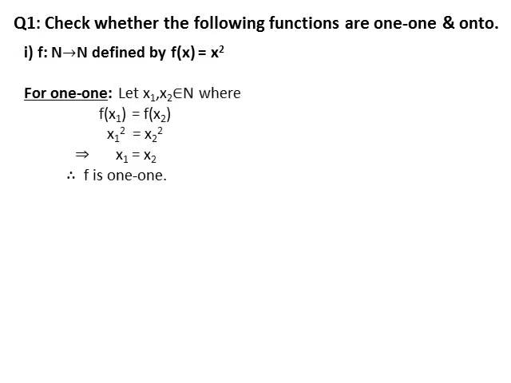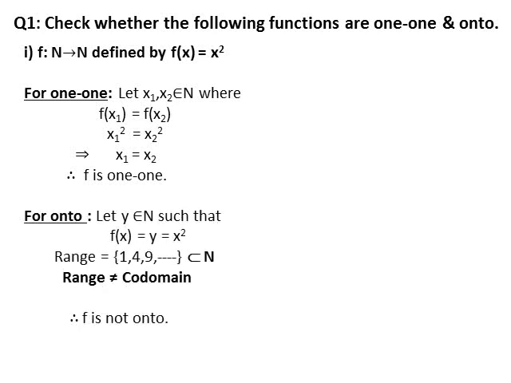For one-one, let x1, x2 belongs to N and f(x1) is equal to f(x2). It means x1 square is equal to x2 square. This implies that x1 is equal to x2 as x1, x2 both are natural numbers. Therefore, f is one-one. For onto, let's find out range of the function. As f(x) is equal to x square, so when we take the first natural number 1, the value of y is 1 square, that is equal to 1. When we take x is equal to 2, the value of y is 2 square, that is 4.